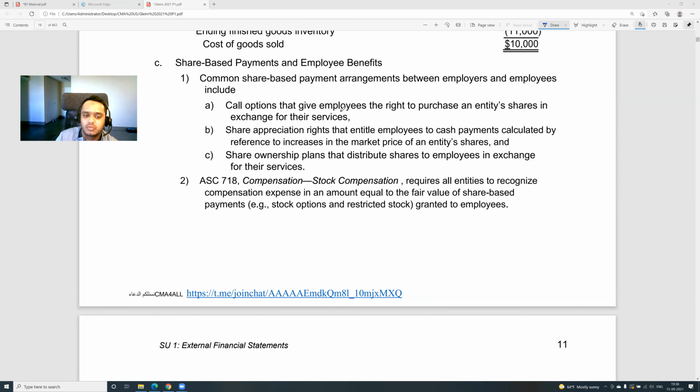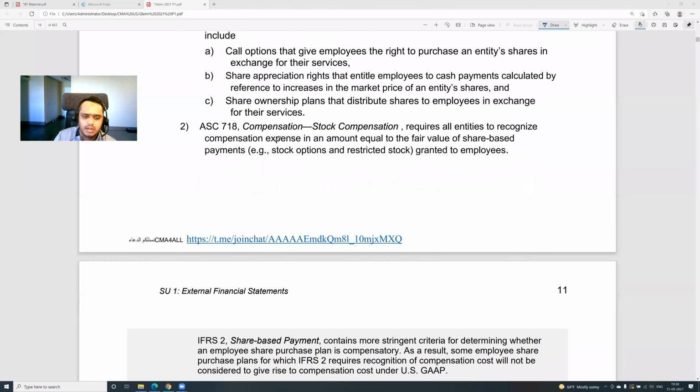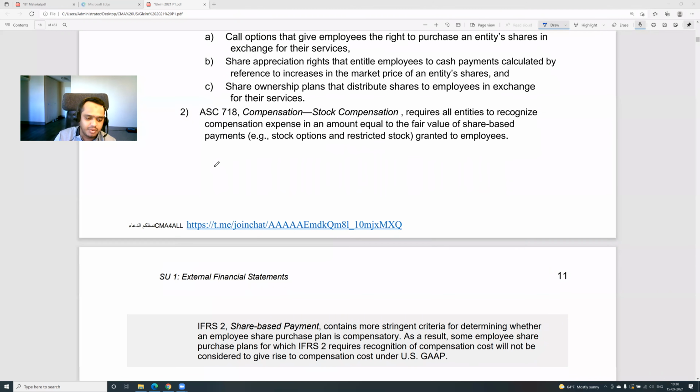Employee stock option scheme. Call options that give employees the right to purchase the entity share in exchange of their services. Share appreciation rights entitle employees to cash payments calculated by reference to increase in market price. Share ownership plans distribute shares to the employees in exchange of their services, etc. Also, compensation requires all entities to recognize compensation expense equal to the amount of fair value of the share-based payments which are granted to the employee.